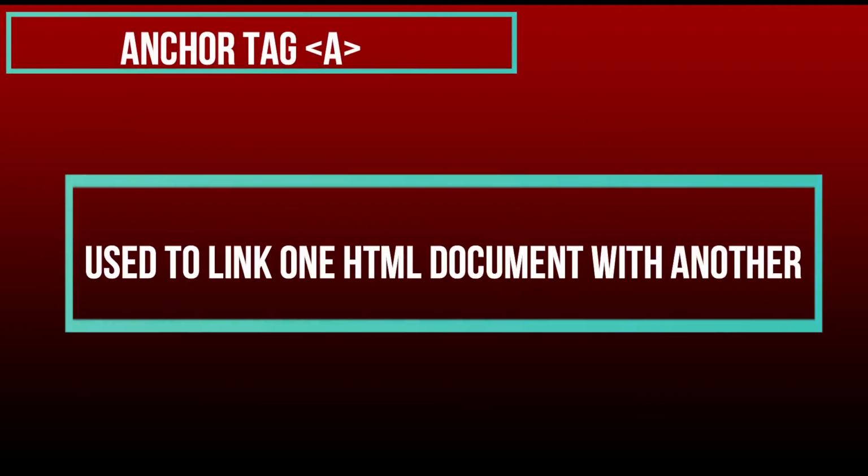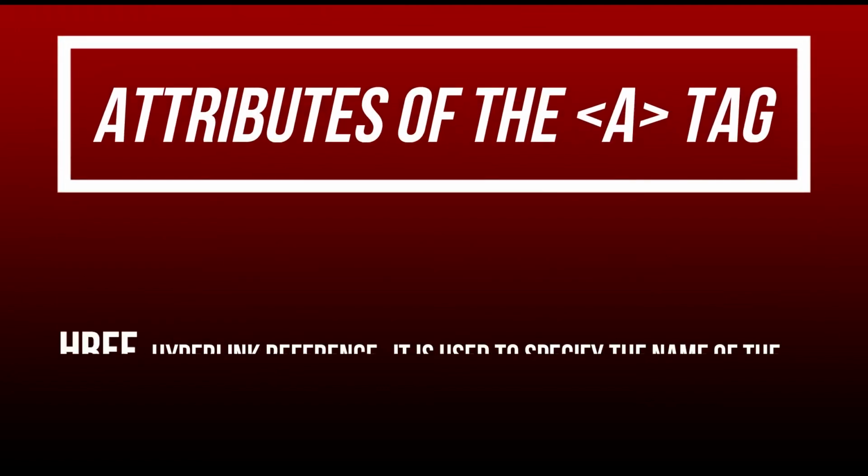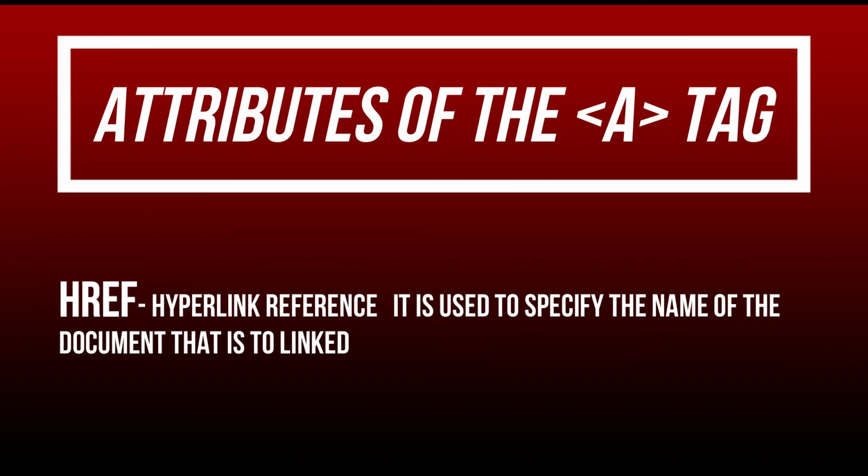Anchor tag, which is also better known as the hyperlink tag. It is one of the most important tags that we will be dealing with. This tag is used to link one web page with another web page. The attribute of the anchor tag is href, hyperlink reference. It is used to specify the name of the document that we want to link.